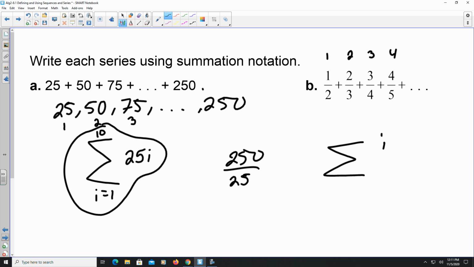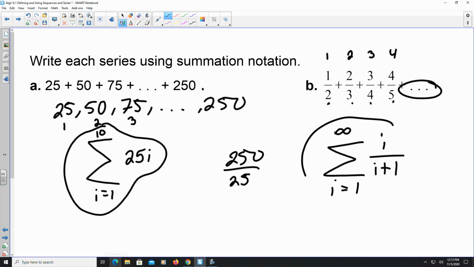So I'm going to put i over here, and it's going to be divided by, and it looks like if you look at the denominator, it's just added 1 from whatever the value of i is. So I'm just going to put it as i plus 1. I'm going to start with i equals 1 on the bottom. And since it keeps going on forever and ever, my top number is going to be infinity. So this is my series using sigma notation.